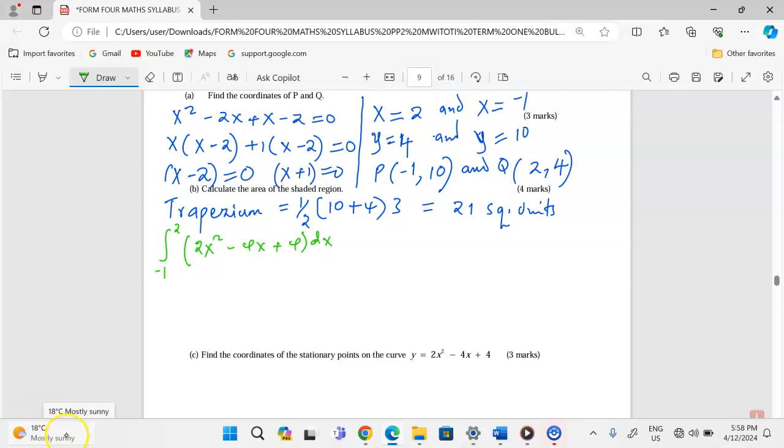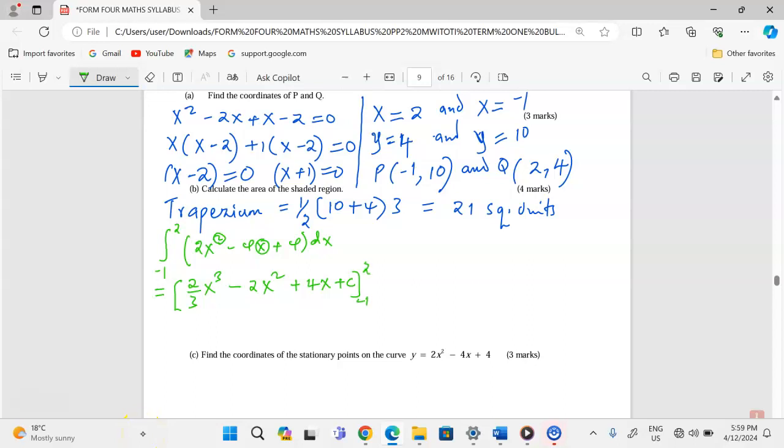When we integrate this, the power of 2 will increase to 3, then it divides here such that we have 2/3 x to the power 3. Minus, the power of x goes to power 2, and the 2 divides, such that it becomes 2x squared, plus 4x is introduced, then plus a constant. This is from -1 to 2.